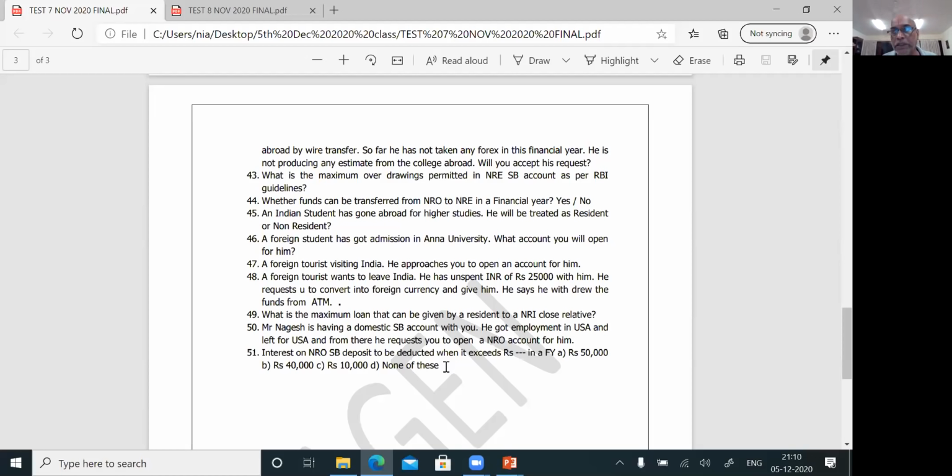Test number 4, test number 5 PPTs are uploaded. Even though they are not in PPT form because of some snag, they have been uploaded in PDF form. Test number 1, 2, 3 answers are given. For the circular based questions, the answers for 2 question papers are given. For tests 4, 5, 6 and 7, I have to give the answers. Tomorrow I will not be having any class for you. I will prepare what is possible and upload it in the Google Drive.